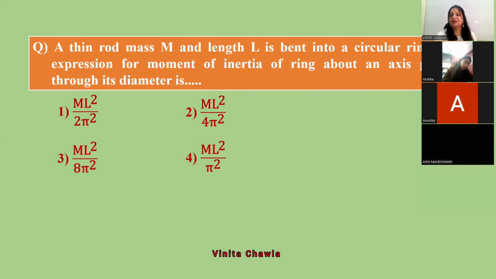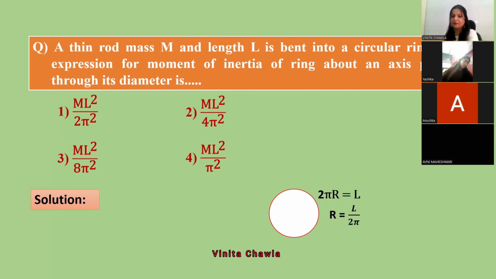Mass is m, length is l, ठीक है? Rod is given, mass is given, length is given, and we have bent the rod in the form of a ring. And we have to find moment of inertia about the diameter. See, length of the rod and circumference of the ring are equal, क्योंकि जो रॉड है उसी का ही तो रिंग बना है, तो सर्कमफरेंस इक्वल होगा, तो L इज इक्वल टू 2πr. So from here we can find R. R is L upon 2π.